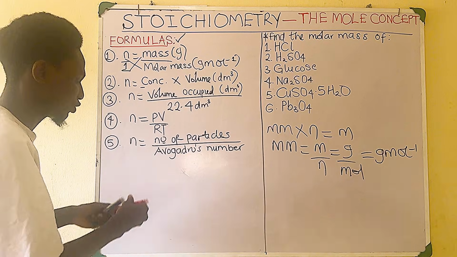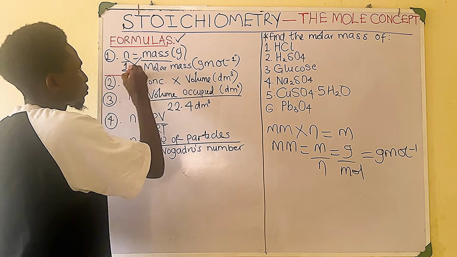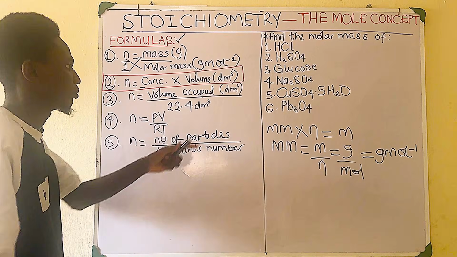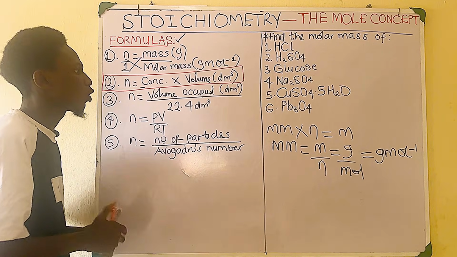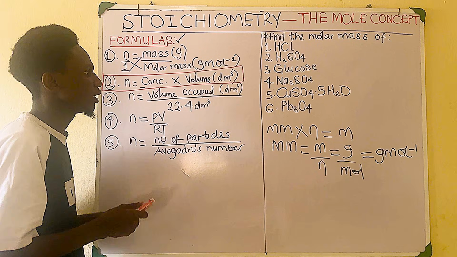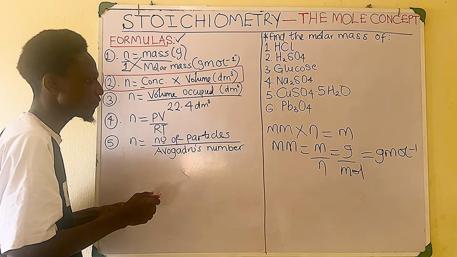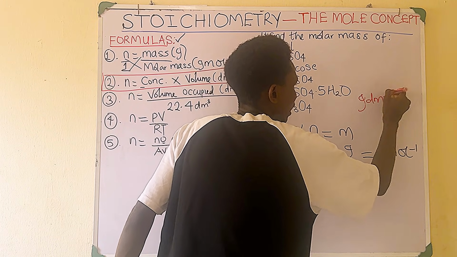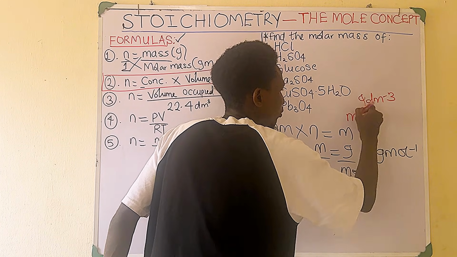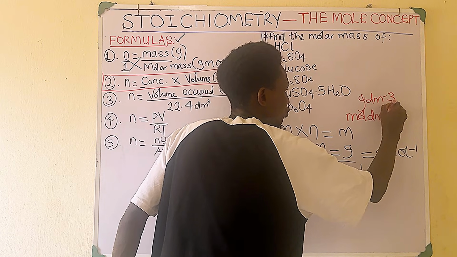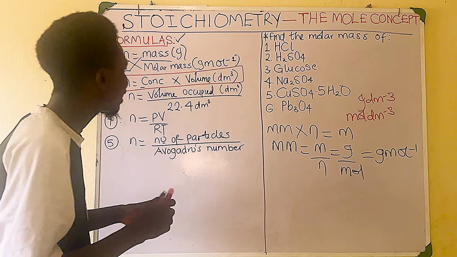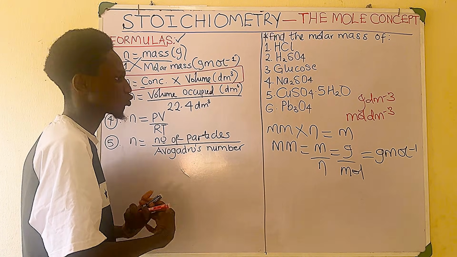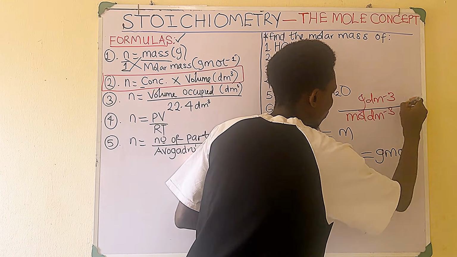Now, the second formula you should take note of is concentration times volume in dm cube. Please take note: concentration times volume in dm cube. You can have concentration in both gram per dm cube and mole per dm cube, but the concentration we have here is in mole per dm cube. Please take note, it is in mole per dm cube.